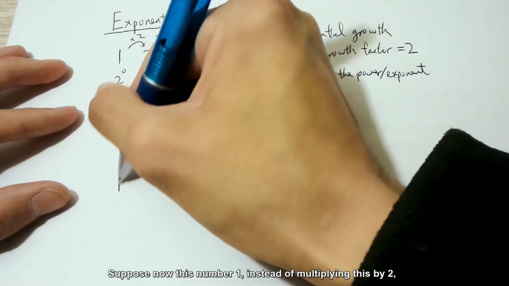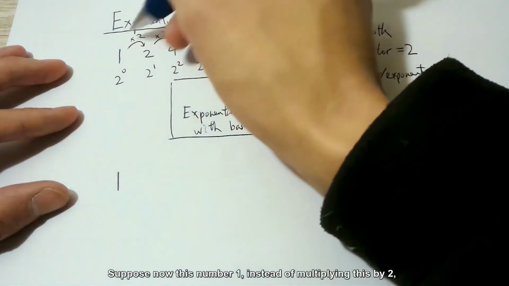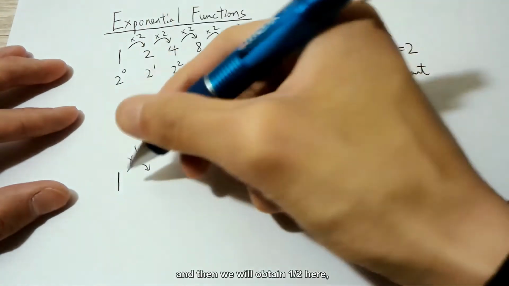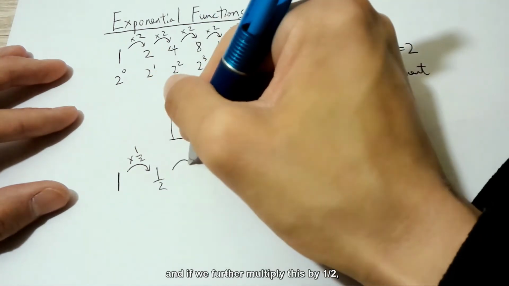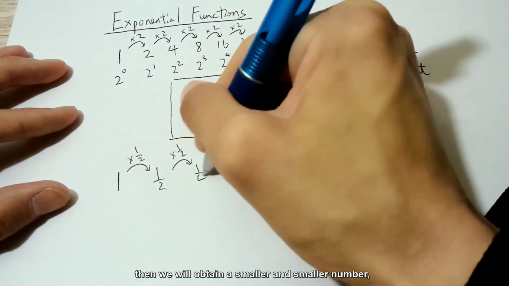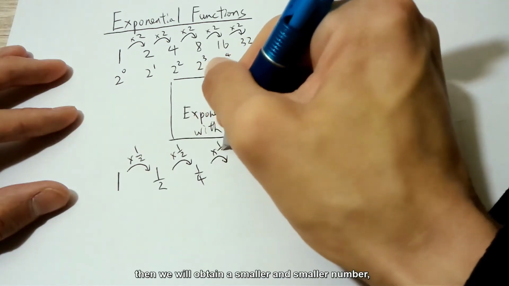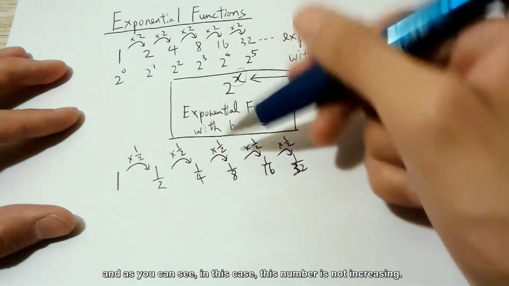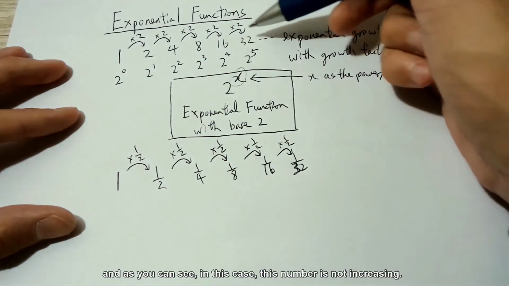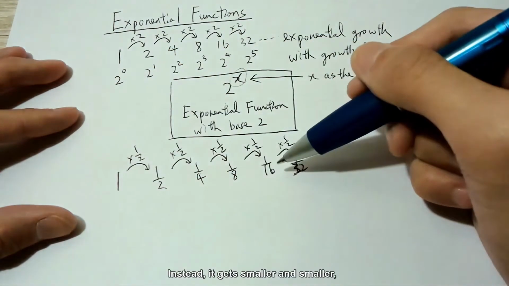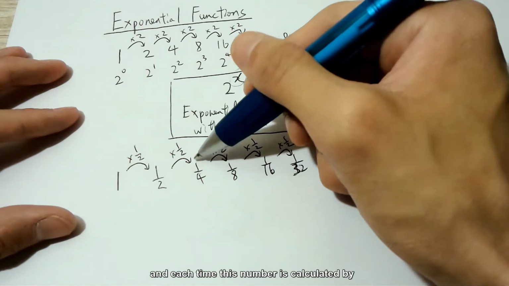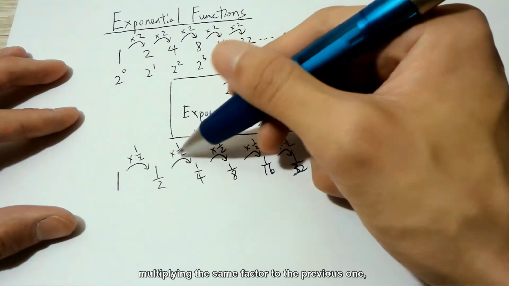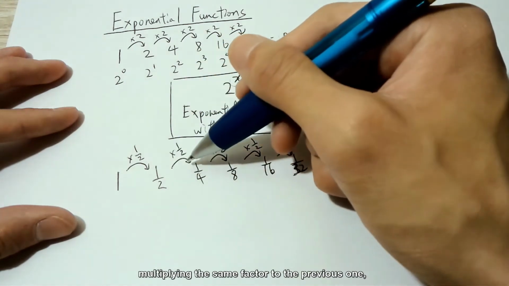Suppose now this number 1, instead of multiplying this by 2, we multiply this by half. And then we will obtain half here. And if we further multiply this by half, then we will obtain a smaller and smaller number, and so on and so forth. And as you can see, in this case, this number is not increasing. Instead, it gets smaller and smaller. And each time, this number is calculated by multiplying the same factor to the previous one.